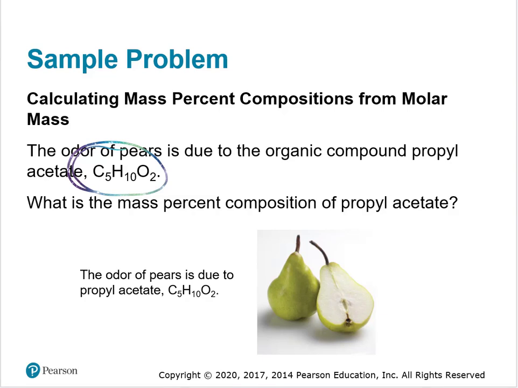So we need to figure out what the whole compound weighs. So we need to add up 5 carbons, 10 H's, and 2 O's. Then, to find the mass percent composition for each element that's in that compound, we need to take the part and divide it by the whole. What are 5 carbons divided by the whole compound's mass and times it by 100? 10 H's divided by the whole mass, 2 O's divided by the whole mass.